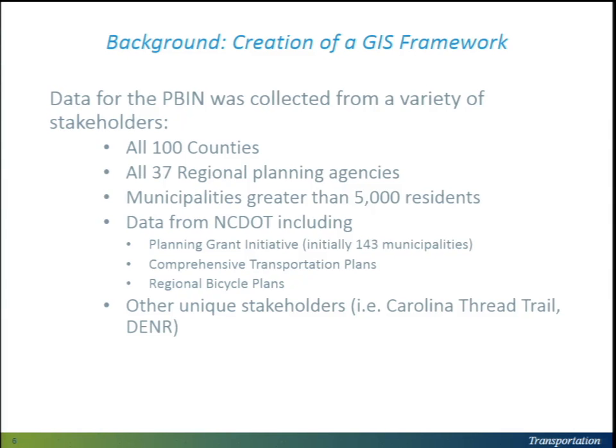But then also we actively solicited data from around the state. We had a survey where we asked if anyone had data and was willing to provide it to us. And we also followed that up with phone calls and emails as well. We reached out to all 100 counties in the state, and at that time 37 MPOs, RPOs, I think it's 39 now, and municipalities with greater than a 5,000 population. We kind of viewed that as a threshold where we may be able to obtain data. Once you get below 5,000, there may not be that GIS capability within some of those jurisdictions. And then also some other unique stakeholders we reached out to.